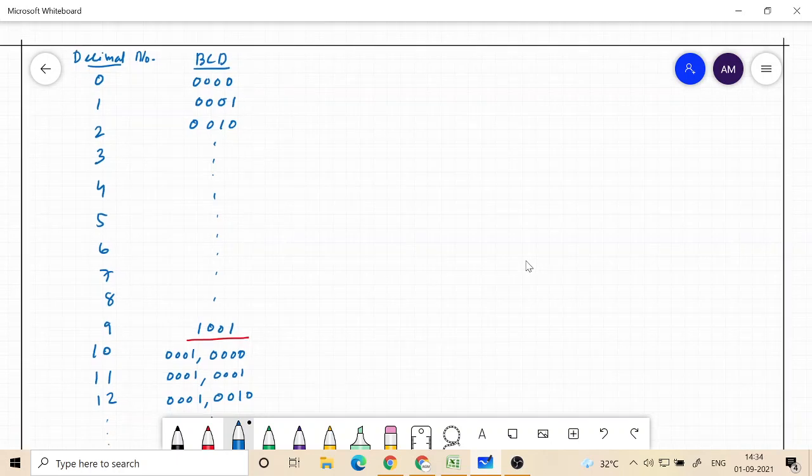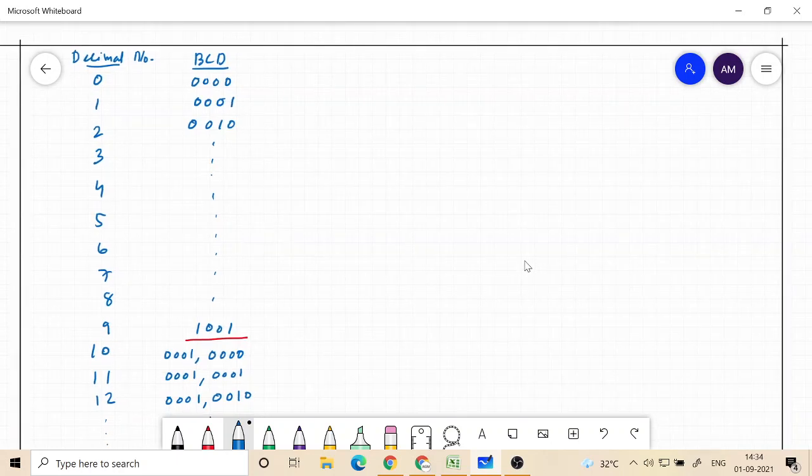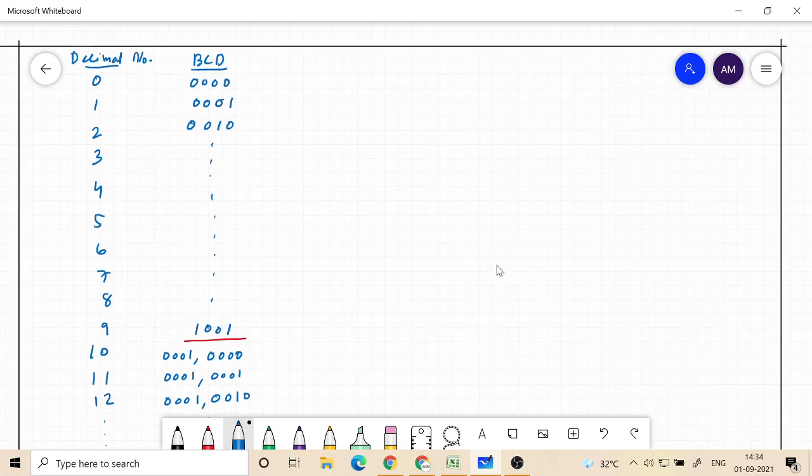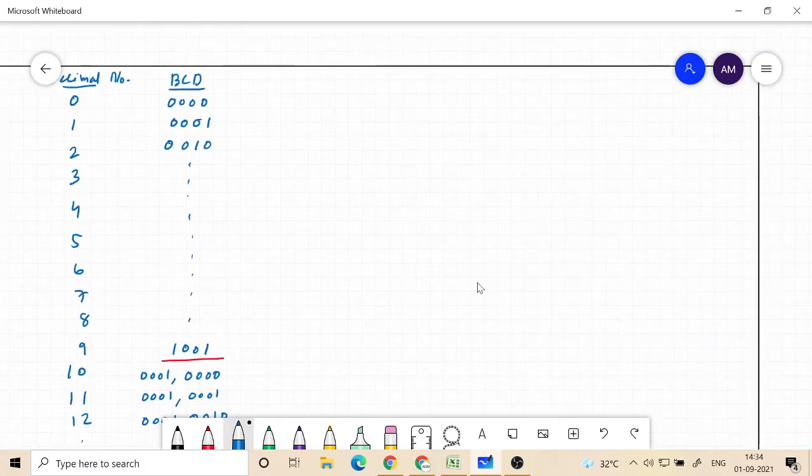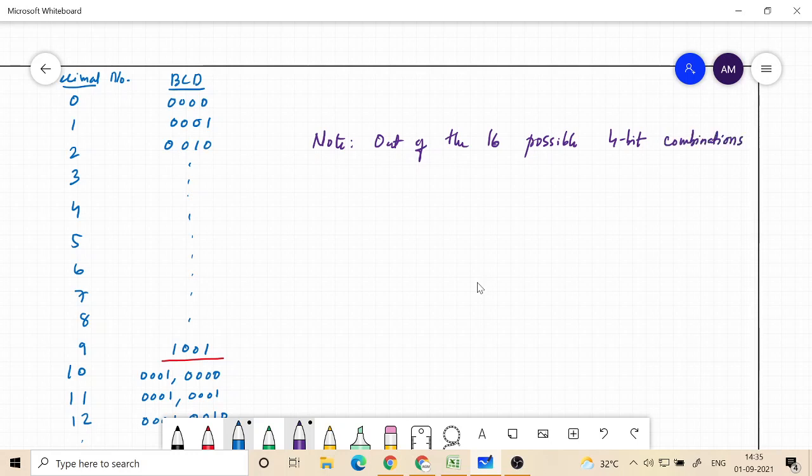So there are only 10 combinations that are selected or approved as the codes. Altogether 16 combinations are possible. So let me write it here. A note: out of the 16 possible 4-bit combinations, with 4 bits you can have 16 combinations possible.